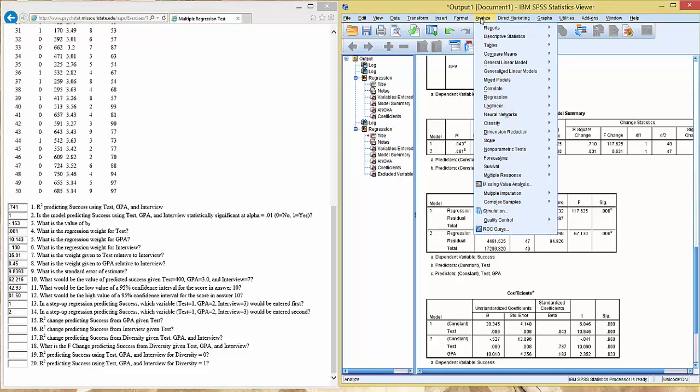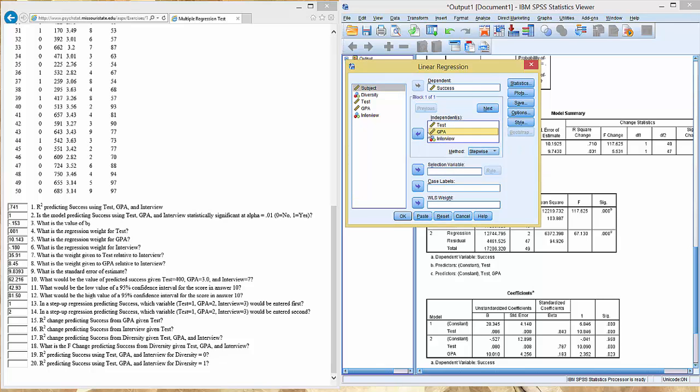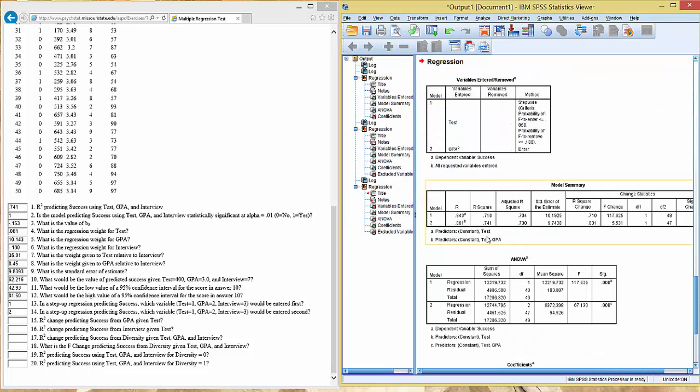Okay, we'll go back and analyze, regression, linear. And we want R-squared change predicting success from GPA given test. So we put test in first, GPA next. Okay. R-squared change, 0.031.